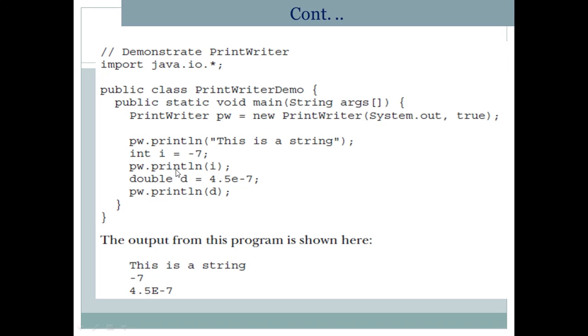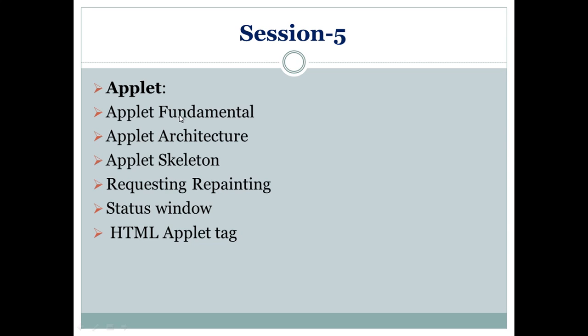I have passed i to the println method. double d is equal to 4.5e-7, and again I pass that value to println. So what will be the output? The output will be: this is a string, then -7, and then 4.5e-7. Whatever we give as input will be printed on the console as it is. So this is about managing input and output.